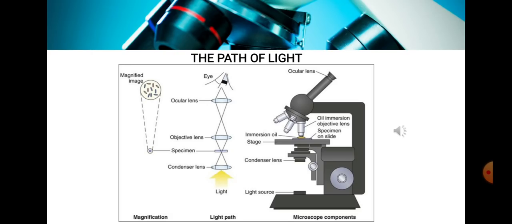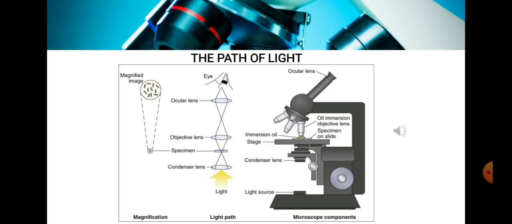Okay, now, have you ever wondered how the microscope allows us to see or view very minute things such as bacteria? Let's discuss how this optical system magnifies those small images. The path of light from the specimen going to the eye.